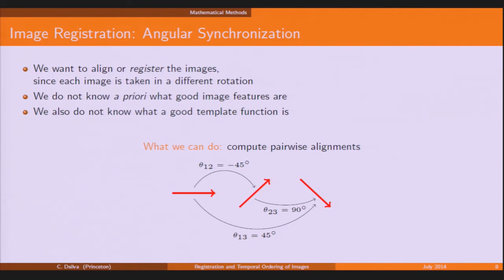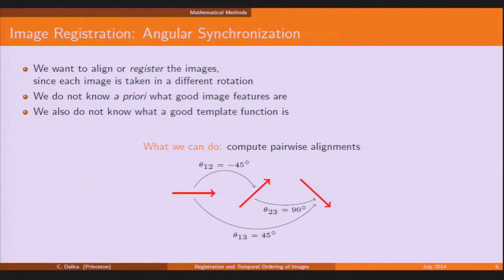So the first task of image registration, we're going to use a technique called angular synchronization. And so the problem is that we want to register the images to be in a consistent frame of reference, but we don't know what good image features are. So if I told you I wanted to register a bunch of faces, you'd probably say, okay, well, I can find the nose and the eyes in everybody's face and then sort of match everybody together. But I don't know what the, quote unquote, nose and eyes are for these images.